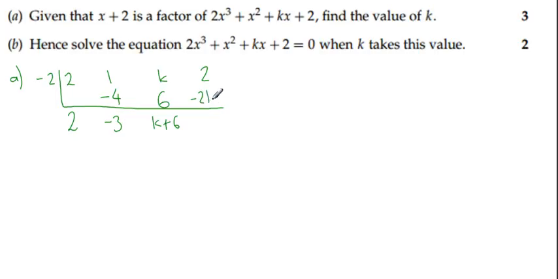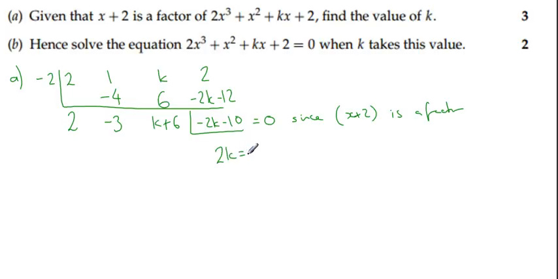Okay, so that's minus 2k minus 12 there, which makes minus 2k minus 10 here. And that has to equal 0 since x plus 2 is a factor. Now, minus 2k minus 10 is equal to 0, then we know 2k has to be equal to negative 10, which means k is negative 5. Okay, and in part B, hence solve the equation when k takes this value.